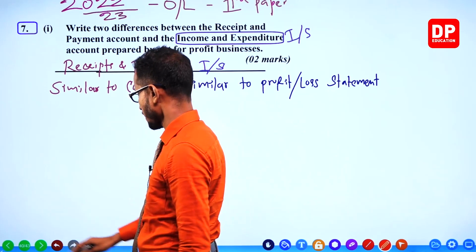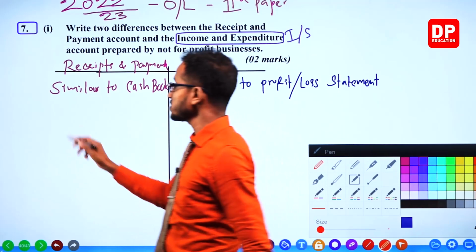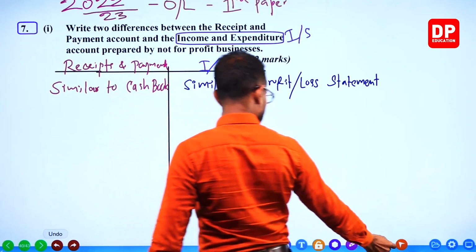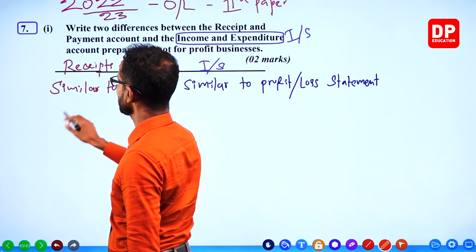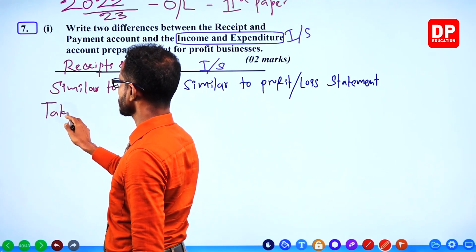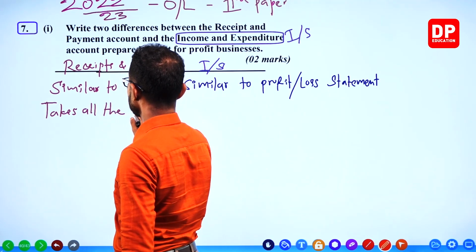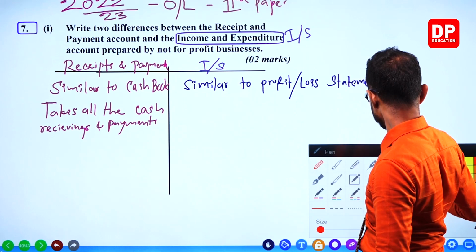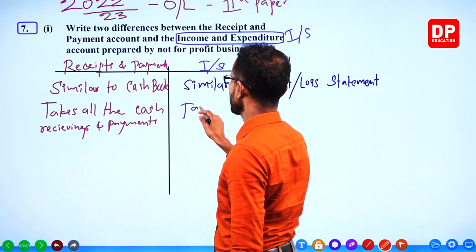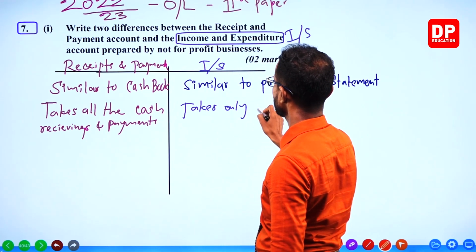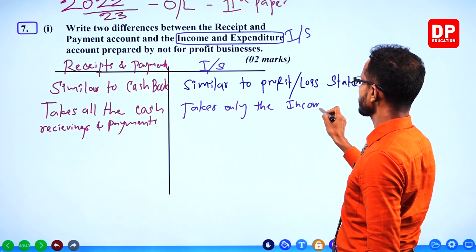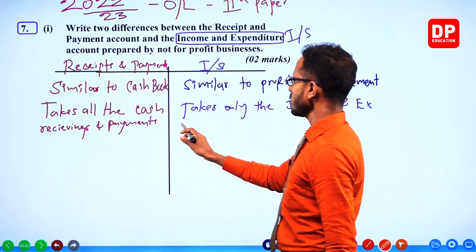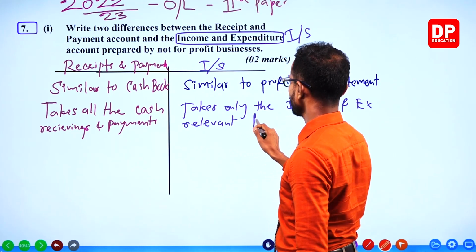Next, the receipts and payments account takes all the cash receivings and payments, but the income statement takes only the incomes and expenses relevant for that period.